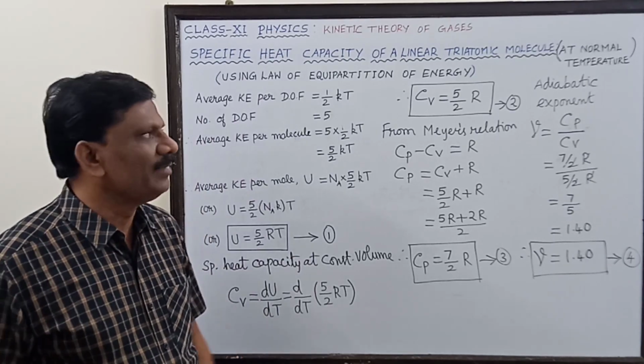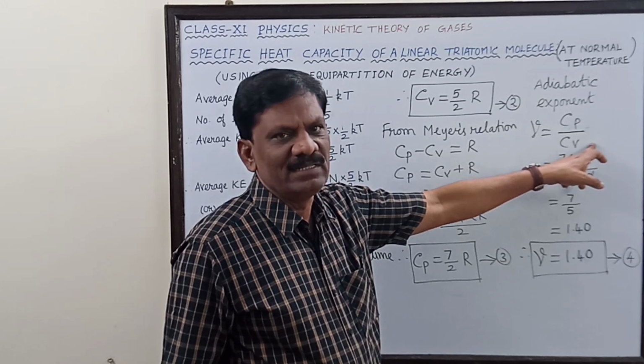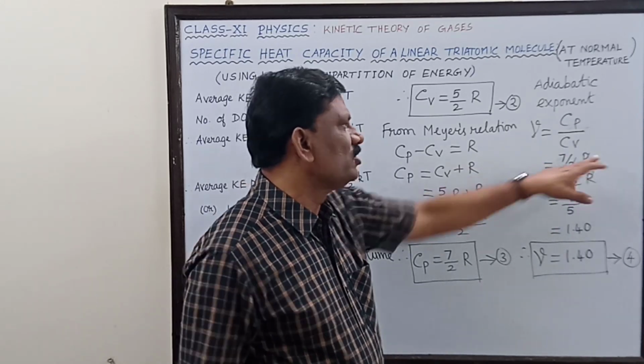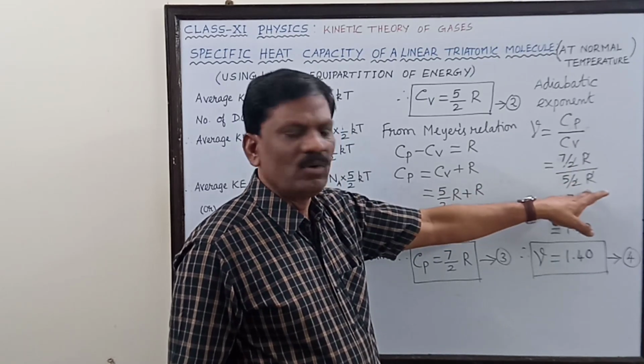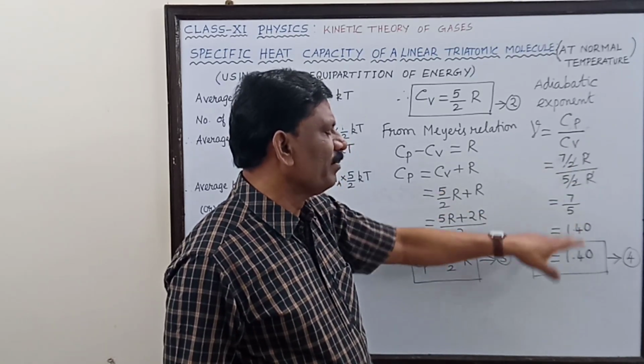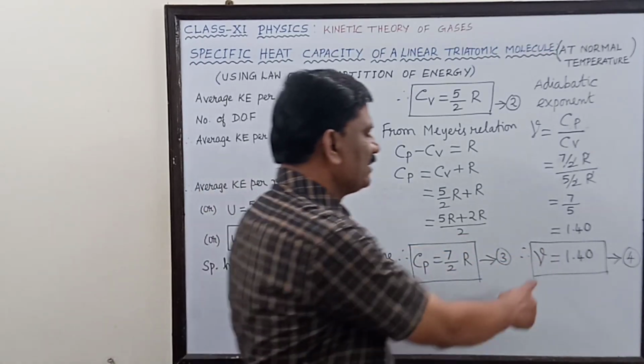Then how to find the adiabatic exponent gamma, that is the ratio of Cp by Cv. So it is equal to 7 by 2 R divided by 5 by 2 R. Cancelling 2R on both sides, gamma equals 7 by 5, that is equal to 1.40. So this is the final step.